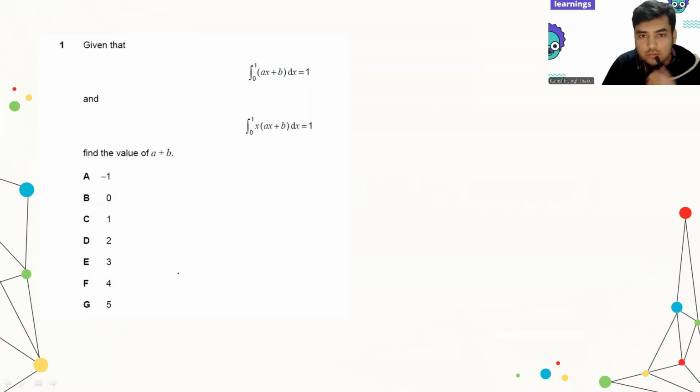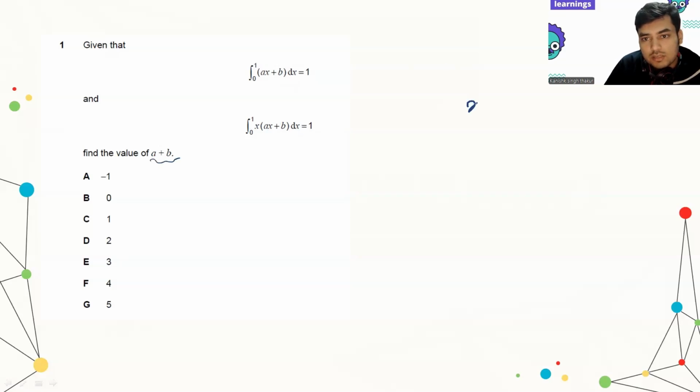And this is the very first question which you have here. Integration of 0 to 1, this is a definite integration, ax plus b dx is given to you as 1. And this is also given to you: integration 0 to 1 of x times (ax plus b) dx is 1. You have to find the value of a and b, right?